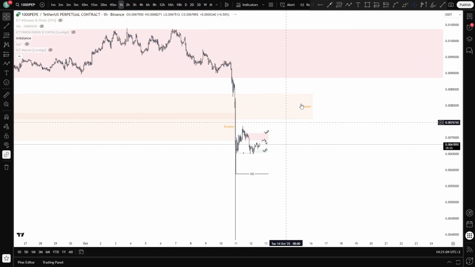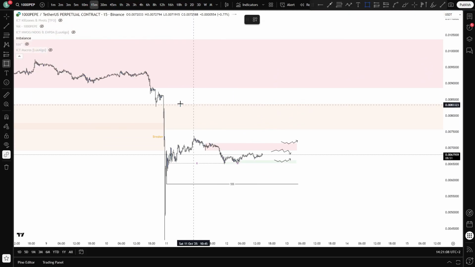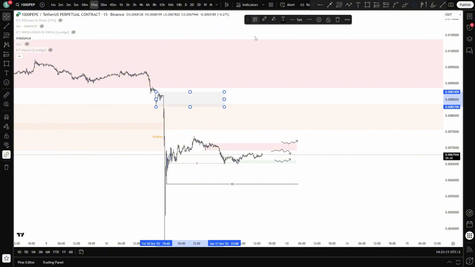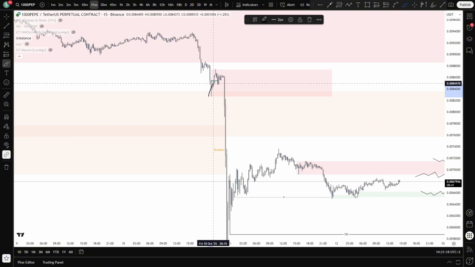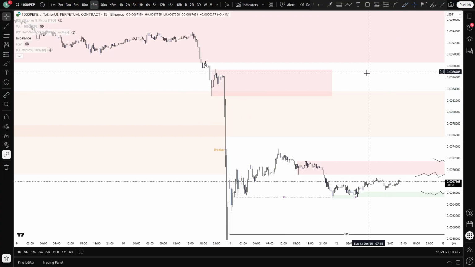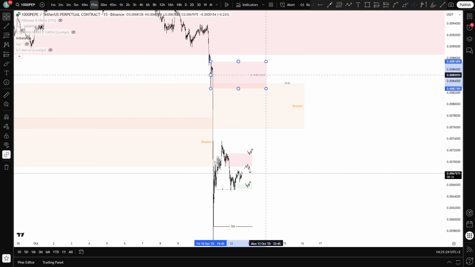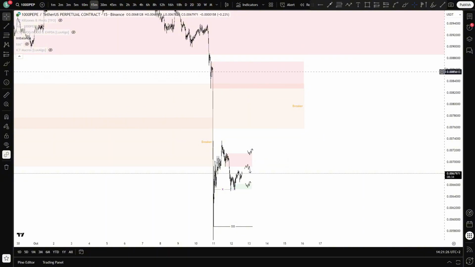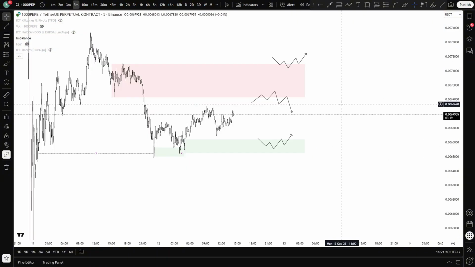And from there, we can take a look at this breaker block. Also want to point out this local supply. Why? Well, this is the last pullback we put in before the massive expansion towards the downside. So of course, that is also going to be in the chart. So those are the price levels, demand and supply zones, and possible trade scenarios on Pepe.